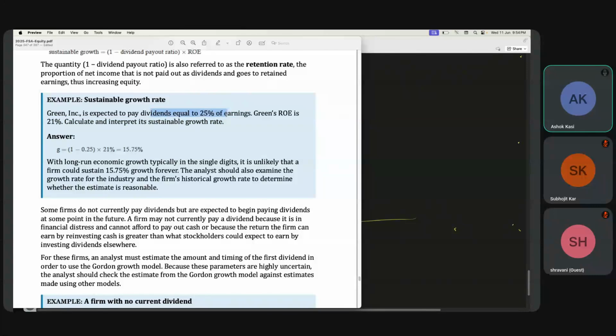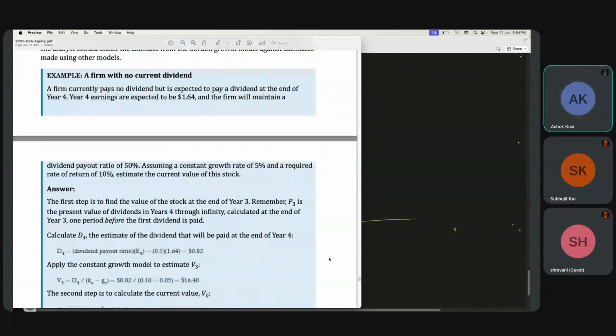So that means dividend payout ratio is 25 percentage. Shravan, you need help? No, sir, got it. Okay. The next one, a firm with no current dividend. Let's go through this question now.